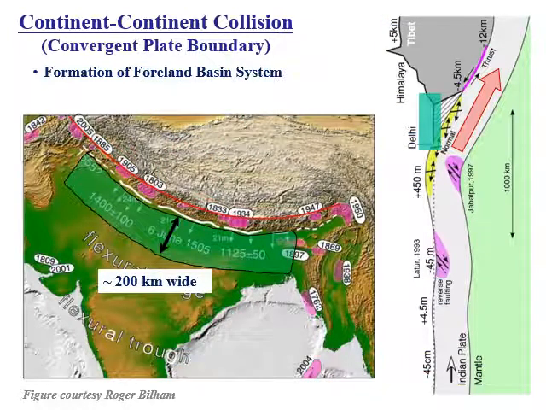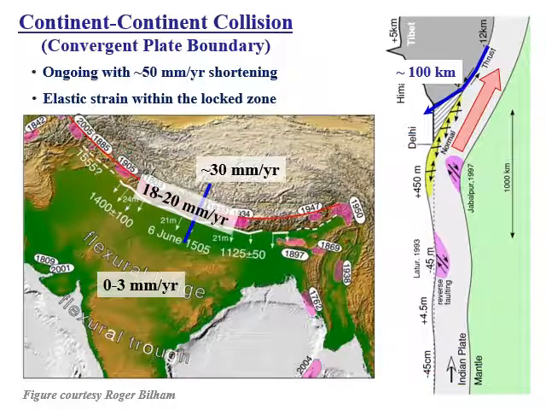A foreland basin system develops skirting the fold thrust belt due to the flexure of the downgoing plate, and the width of this foreland basin is determined by the elastic thickness of the flexed plate. In this case, the width of the foreland basin south of the central Himalayas is about 200 kilometers. The collision is ongoing in the present day at a rate of 50 millimeters per year of shortening between India and Eurasia, and a third to a half of this is accommodated within the narrow belt of the Himalayas.